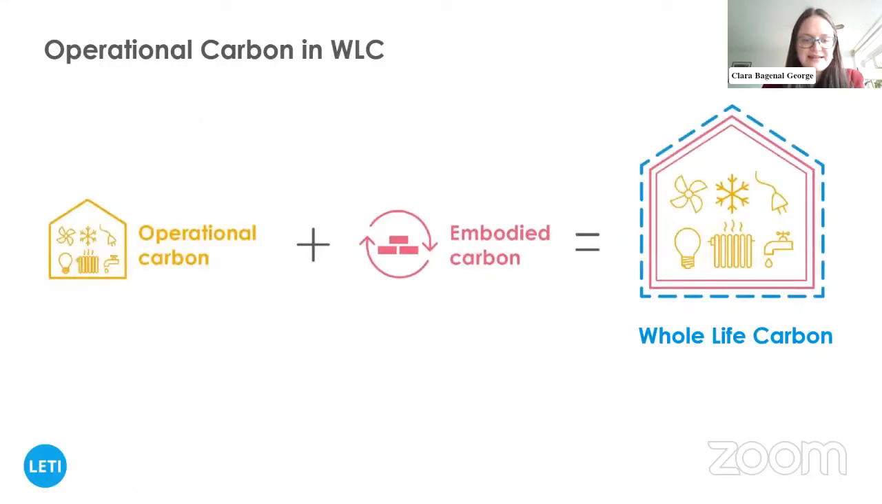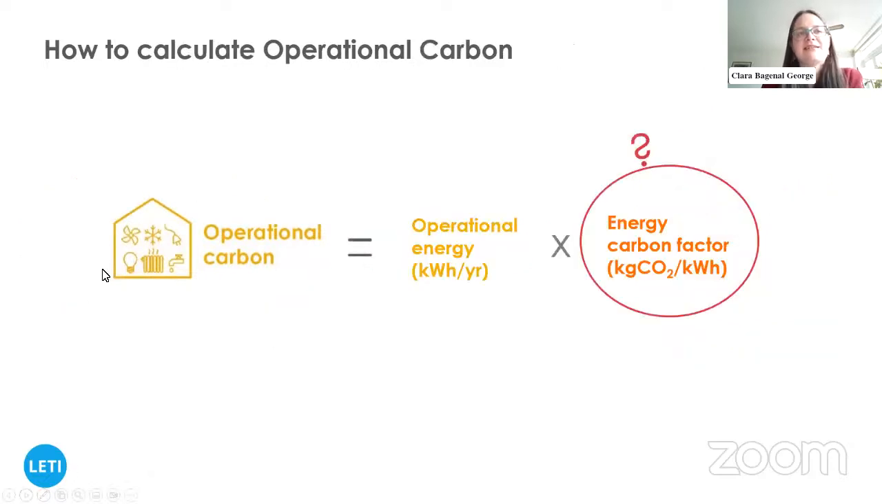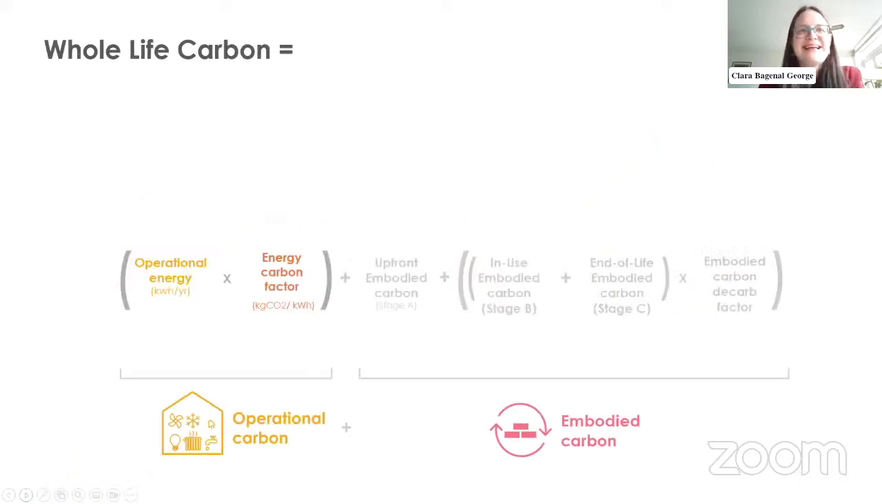So let's get back to the basics. We need to really understand this operational carbon piece, and to calculate operational carbon, you just multiply operational energy by the energy carbon factor. So we're going to be talking a lot about carbon factors. Hopefully you like that. Fundamentally, you just multiply operational energy by your energy carbon factor, and that's your operational carbon. And then your embodied carbon is your upfront carbon plus your in-use stage B carbon plus your end of life. And for these last pieces, you need to apply an embodied carbon decarbonisation factor to account for material decarbonisation. So that's kind of simple enough.